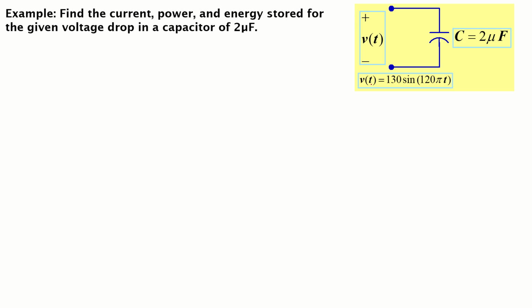The voltage drop across the capacitor is 130 sine of 120 pi t. Now this is given in a simple variable form, in terms of a sine, so it can be given like this or in the waveform form. All right, let's have a look.